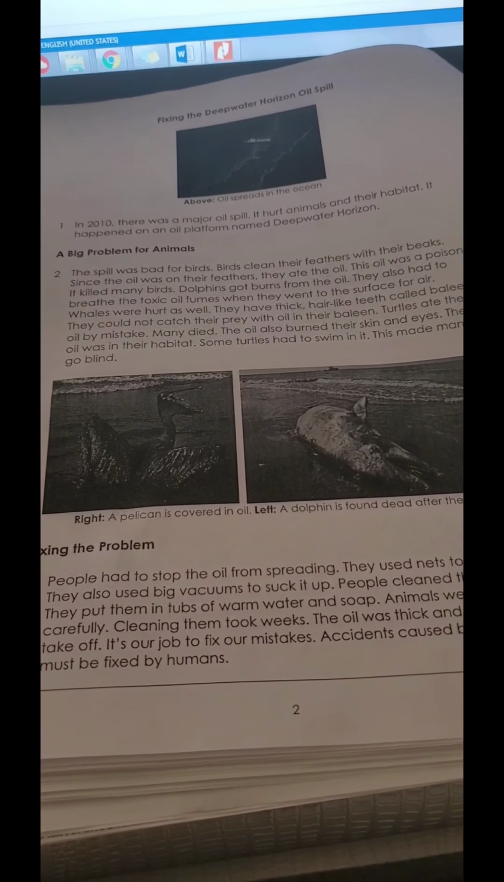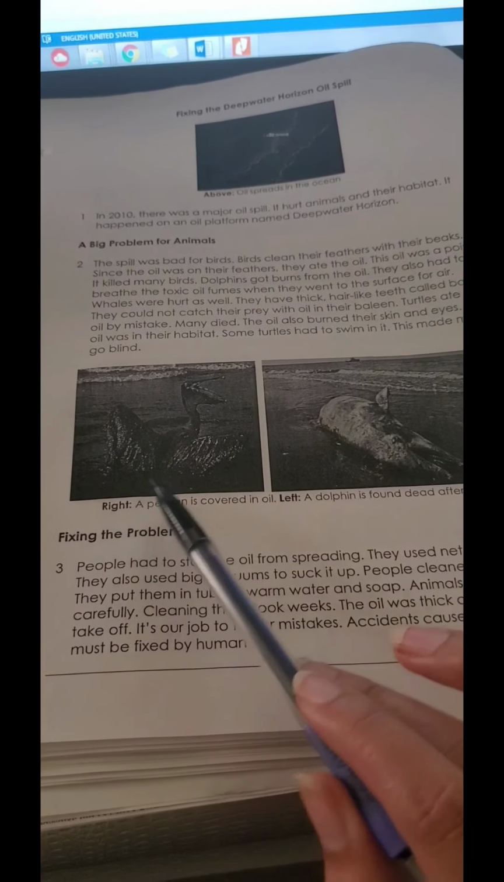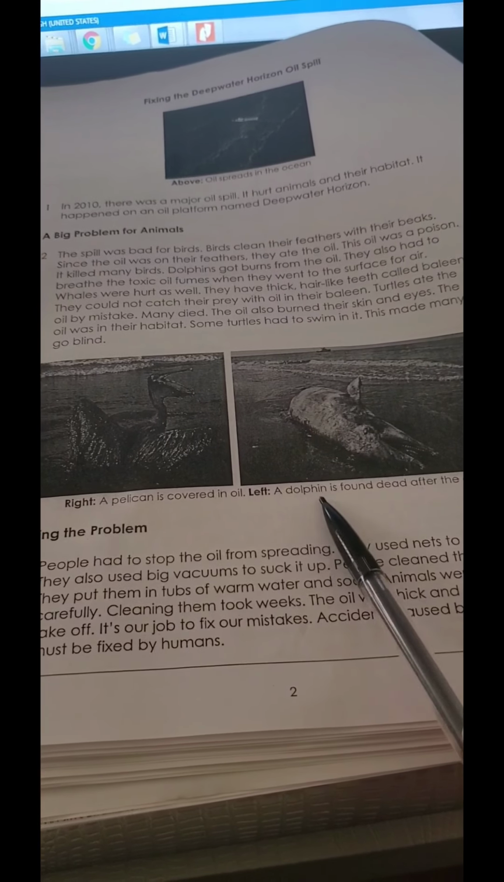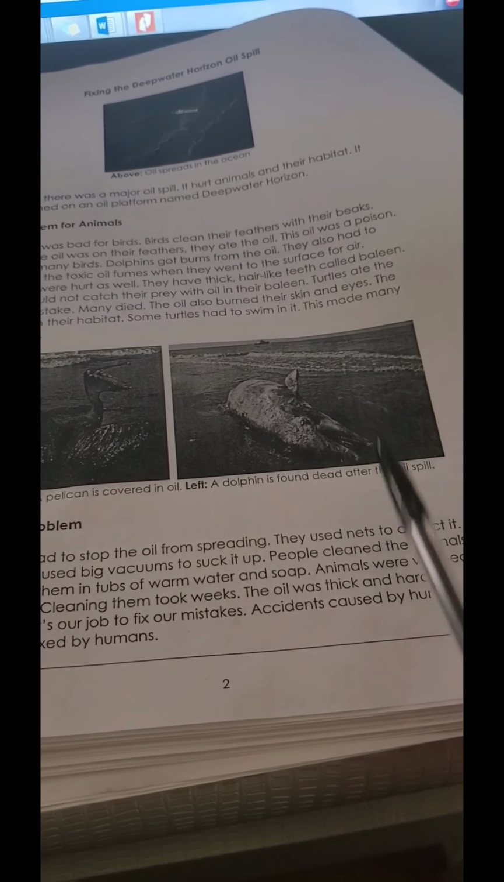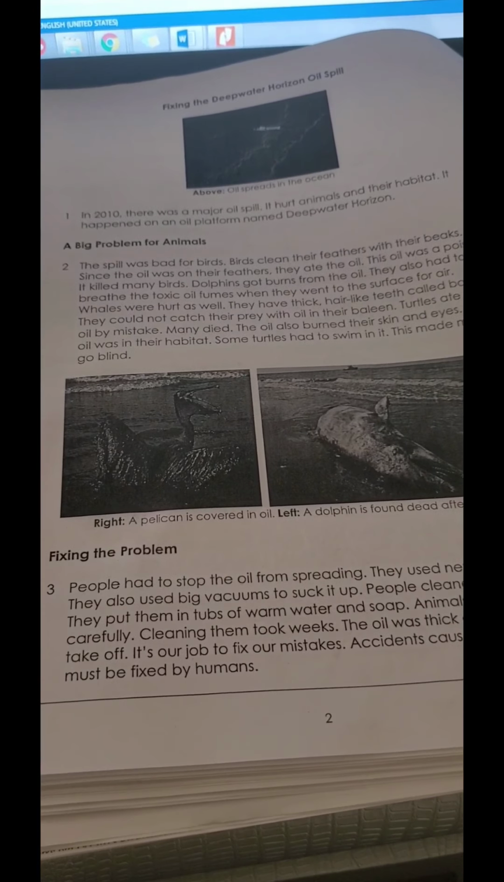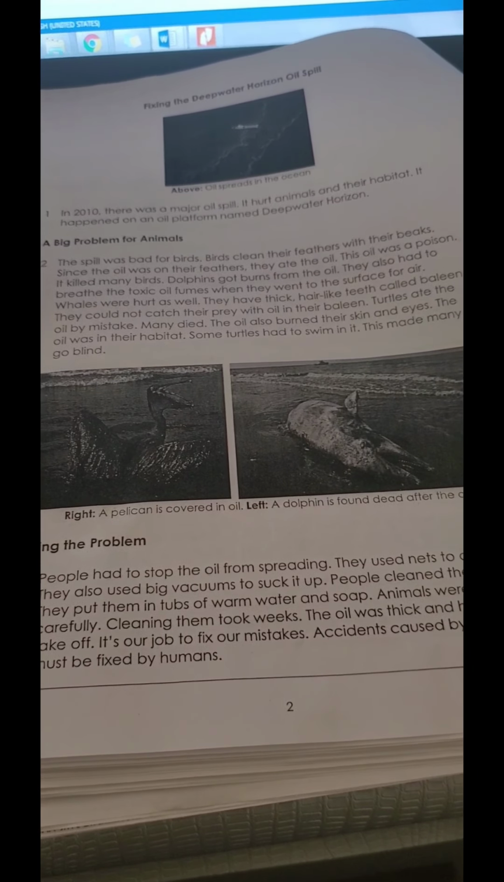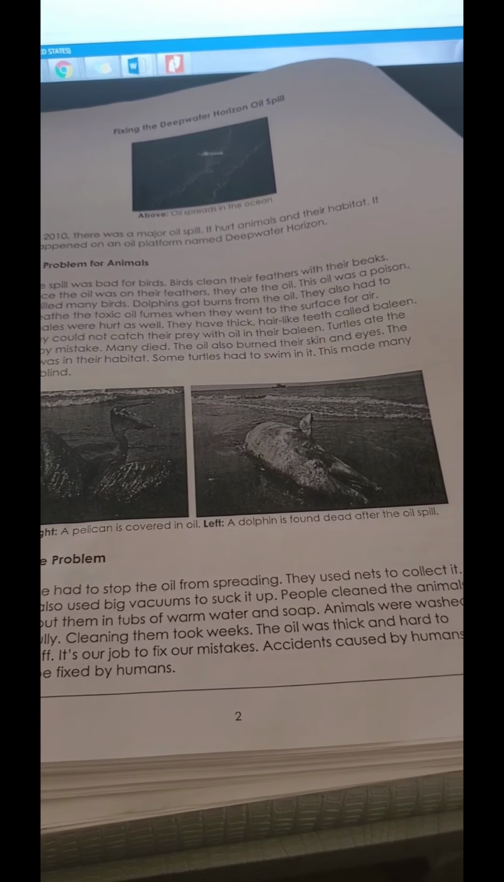Fixing the problem. Before we go to paragraph 3, let's look at the picture. On the right, we have a pelican who's covered in oil, and in the left, a dolphin is found dead after the oil spill. Paragraph number 3, fixing the problem. People had to stop the oil from spreading. They used nets to collect it.